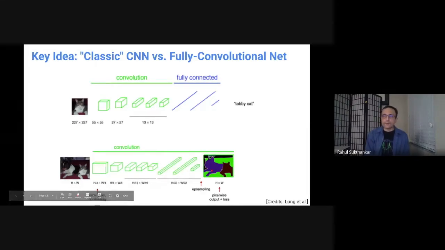Quickly, I'd love to hear from someone. Can you tell me one benefit of a fully convolutional net?